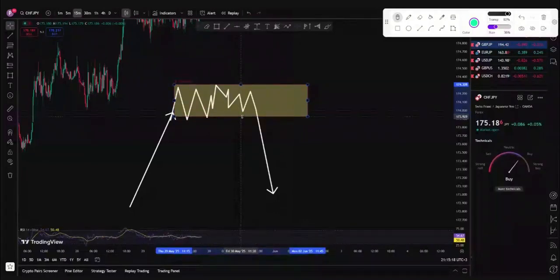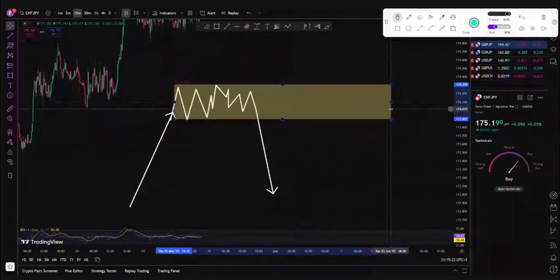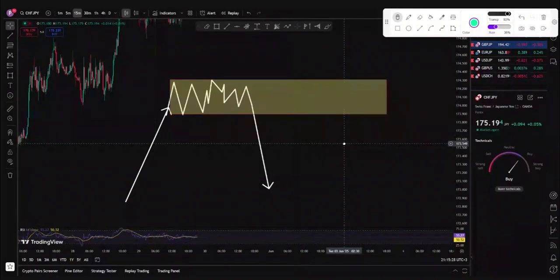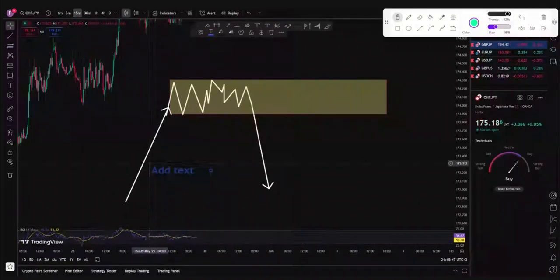So don't leave anything behind. You just mark it like that, then you extend your rectangle like that. Now, after marking your whole consolidation zone, I want you to label your supply zone. Obviously, an aggressive upward movement of the price is a rally. So we are going to mark that with a capital R. So, rally there. Let me make that white.